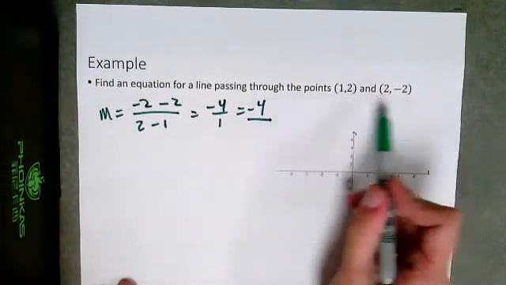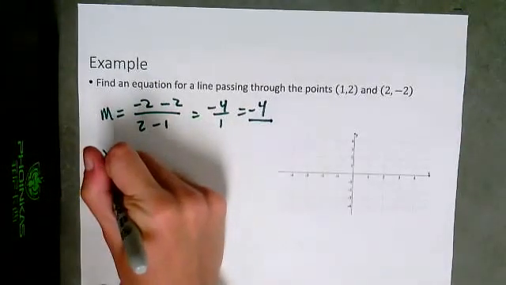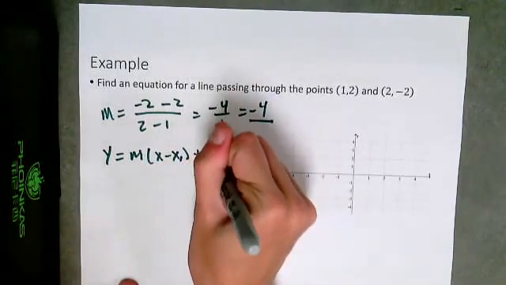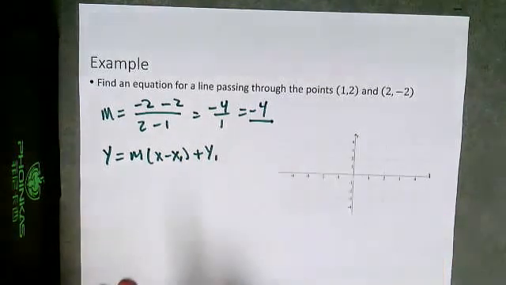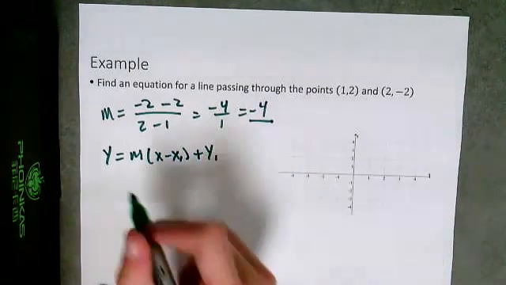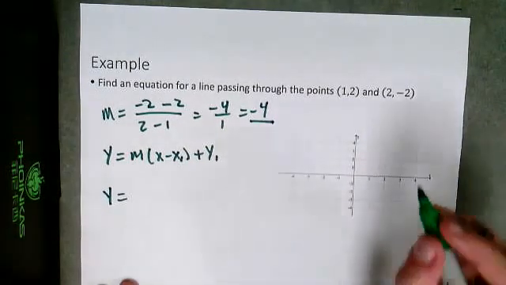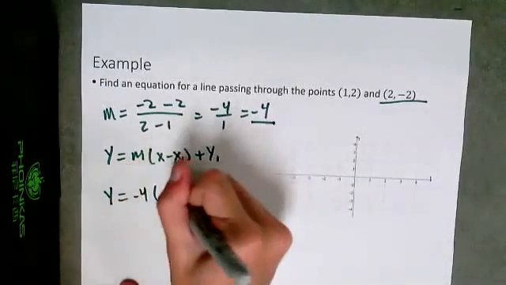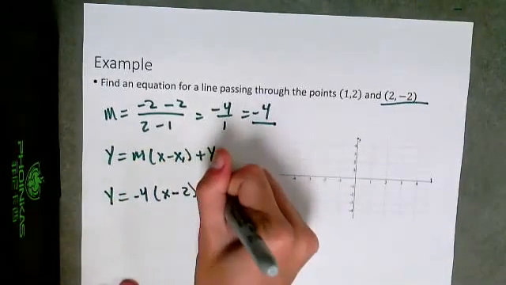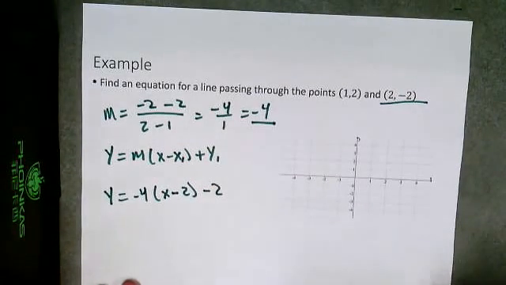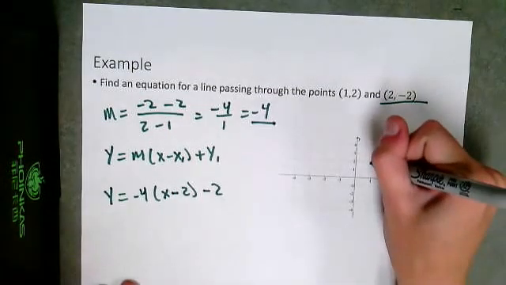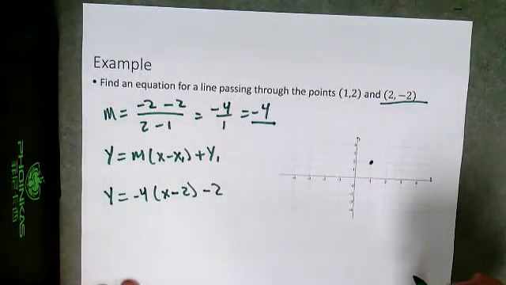So we have a slope, and we are given 2 points. Right, so point slope form is y is equal to m times x minus x1 plus y1. It doesn't matter which one of these you pick. Choose either one. We're going to say y is equal to, I'm going to choose this one, m is negative 4, times x minus 2, minus 2. So there you go. That's a pretty straightforward example. And also what we could have done, we could have graphed this. So this is what, 1, 2, and 2, negative 2.